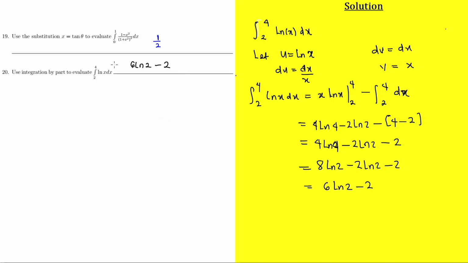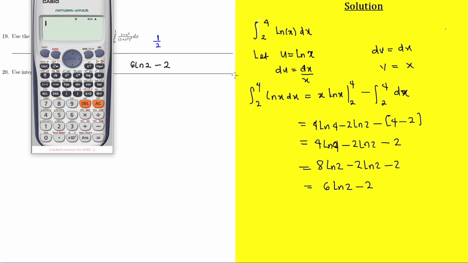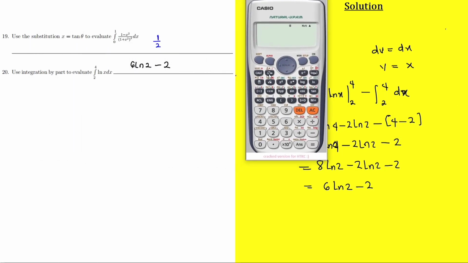Now let's try to use a calculator to evaluate this. Here we have the integral of ln x, taking the lower limit to be 2 and the upper limit to be 4. You see that this is giving us a decimal number. If you write the decimal number out, they will not give you your full mark. They want you to write the closed form of it, which is 6 ln 2 minus 2, which is like 2.15 or 2.16.